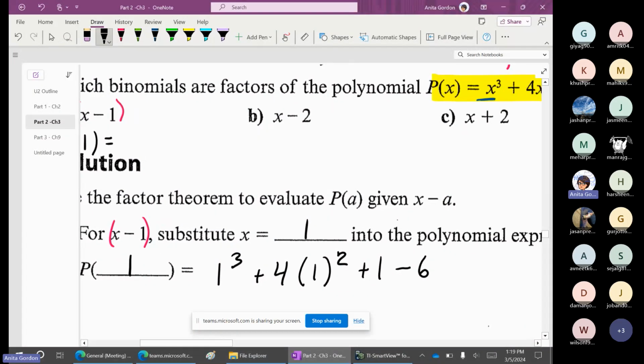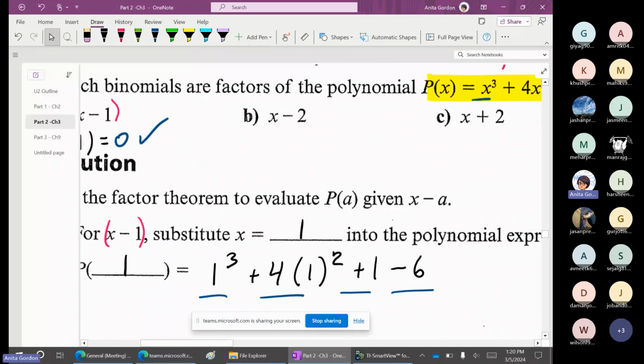Okay, some mental math. 1 plus 4 is 5, plus 1 is 6, and then minus 6, this will give me 0. This one works. Yay, we did it.